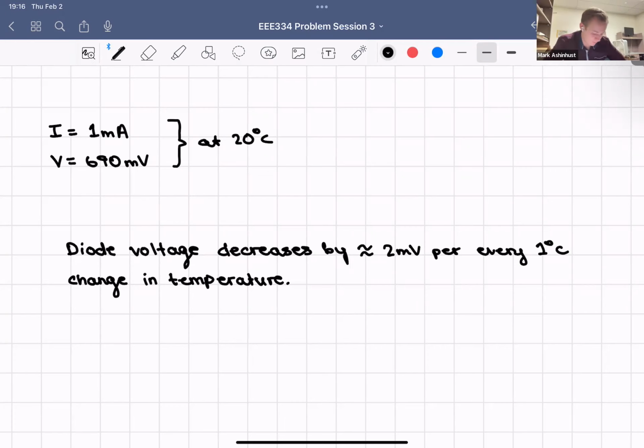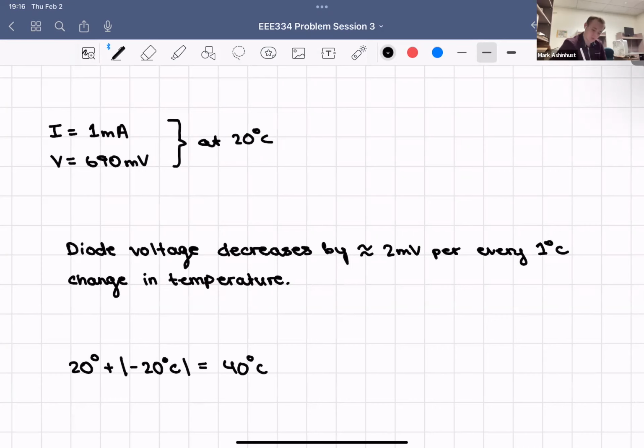So this is important because in this part right now, we don't really need to know that 1 milliamp part. We need to know the 690 millivolts. So with the 690 millivolts, the first change is we're at 20 degrees Celsius. At 20 degrees Celsius, it's 690 millivolts. So at negative 20 degrees Celsius, 20 degrees Celsius plus the absolute value of negative 20 degrees Celsius, that's a total change of 40 degrees Celsius.